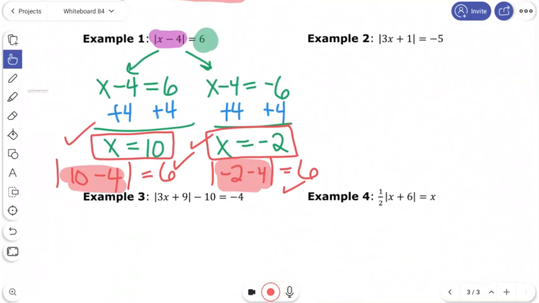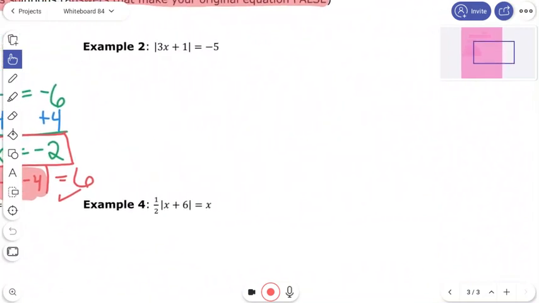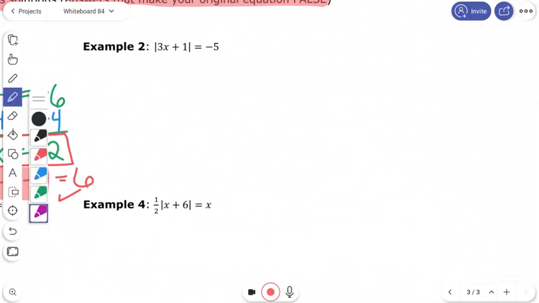If you want, you're more than welcome to type that into your calculator and have your calculator tell you true or false. Okay? Example 2. When I look at this, it says the absolute value of 3x plus 1 equals a negative 5. So our step 1 is always to isolate our absolute value expression first. When I look at my absolute value bars, there's nothing else on the outside of them. It's just everything on the inside. So we have isolated our absolute value expression.